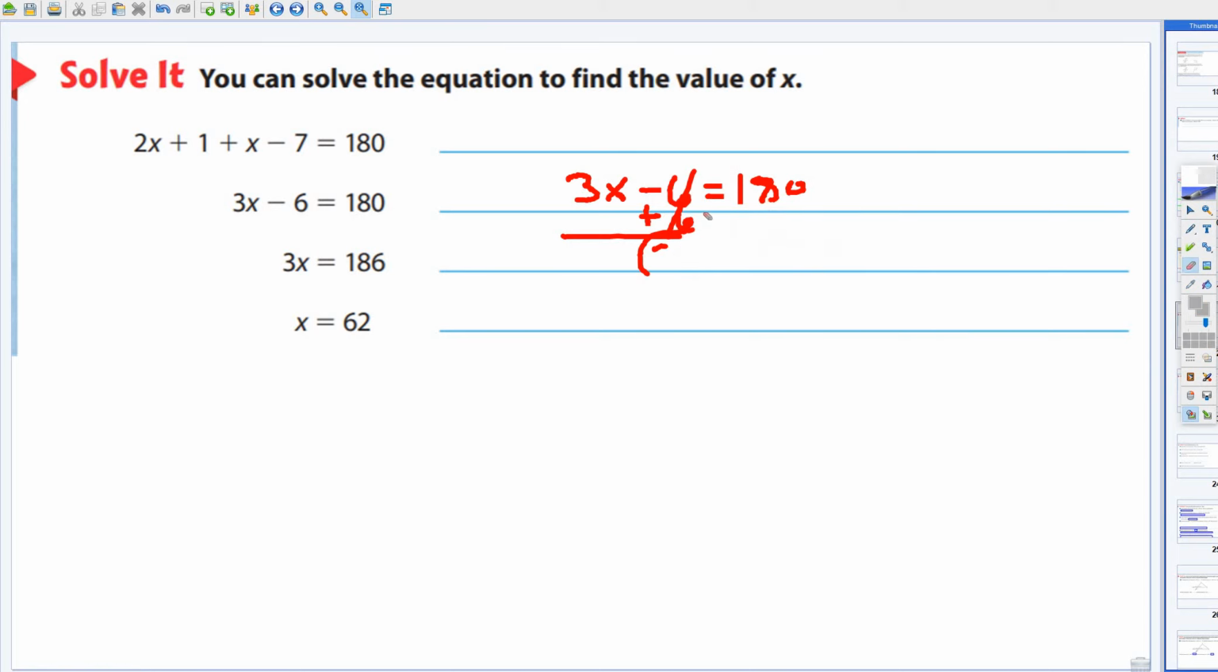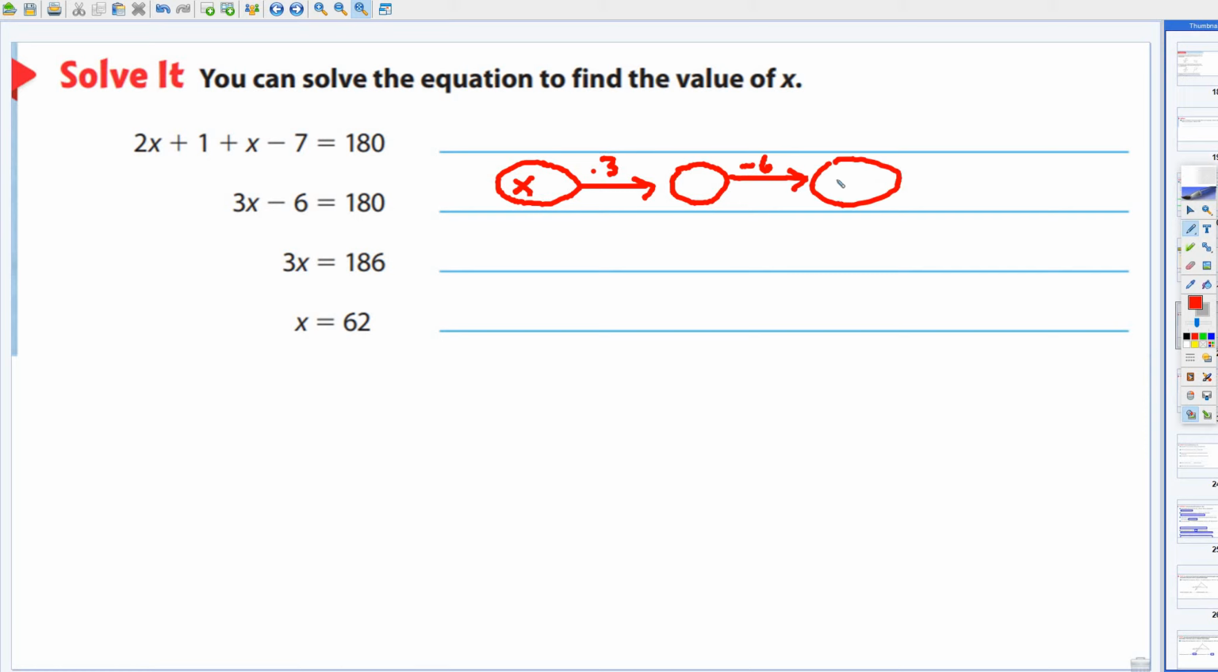Okay. For those who want to see that in flowchart, we can do that. What happens to x first? Times 3. Then what happens? Minus 6. Output is 180. Use a different color here. So I'm going to add 6 because I'm going to backtrack. Right? Which will give me 186. Okay, that's what they got.